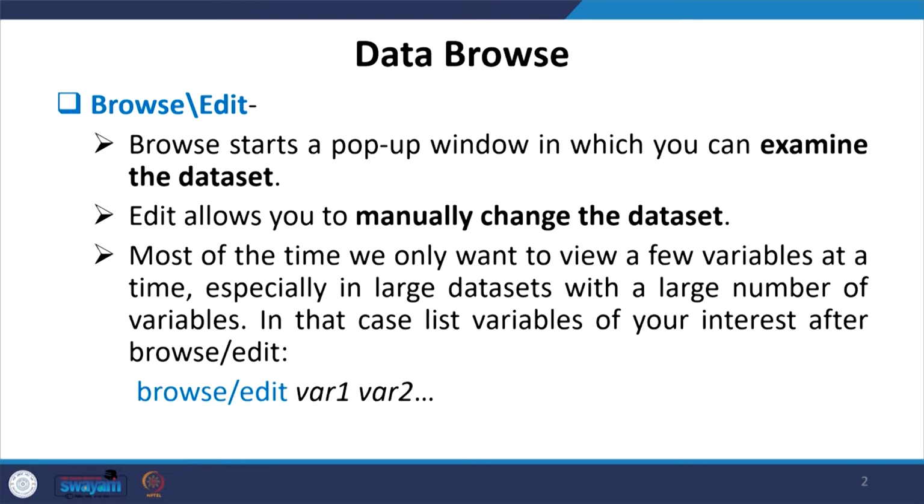Most of the time we only want to view a few variables at a time, especially in large data sets with a large number of variables. In that case, listing the variables of your interest after browse or edit is important. Initially, we can specify browse or edit with the required variable names. Later on, we can clarify about listing of the variables. First of all, I have already explained browse and edit.